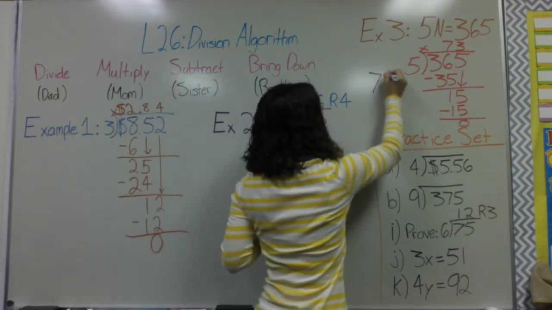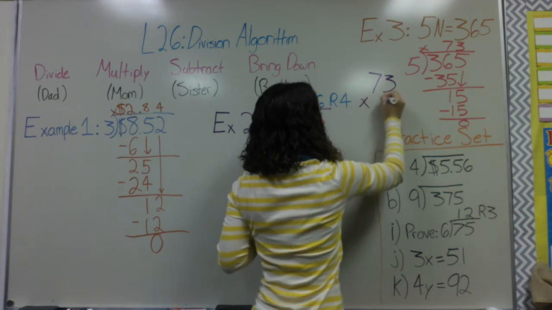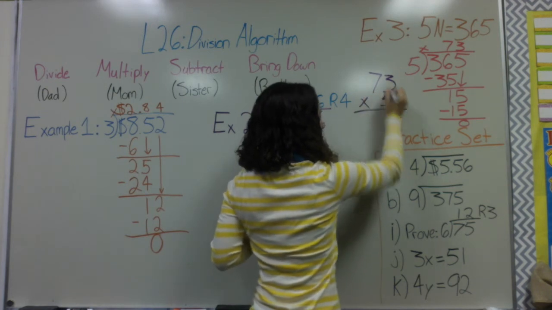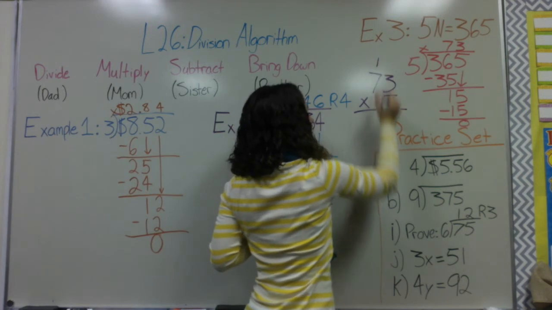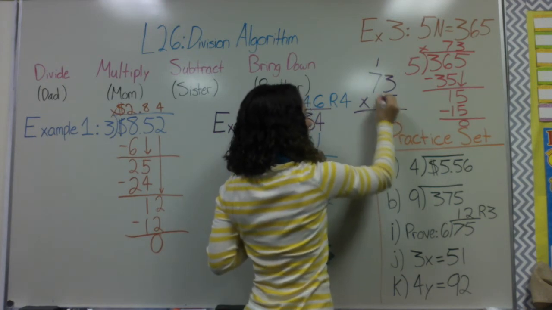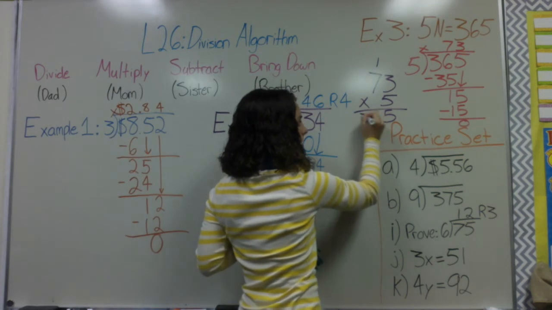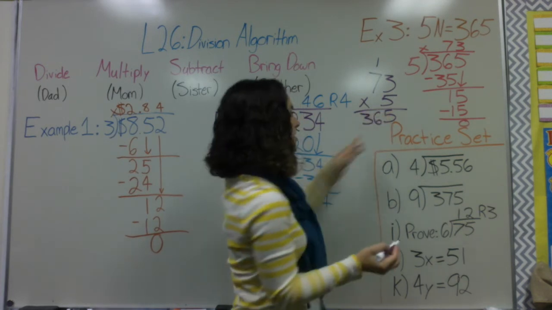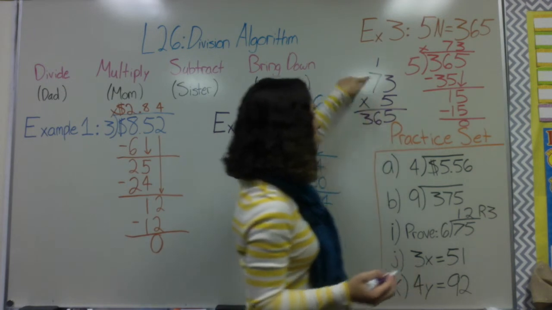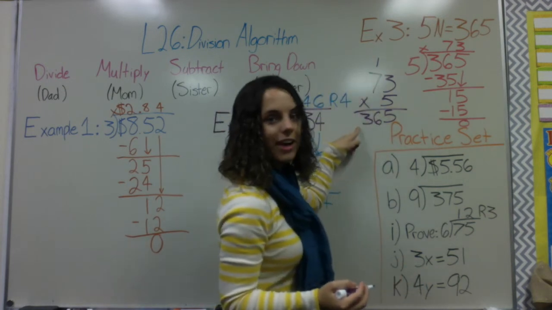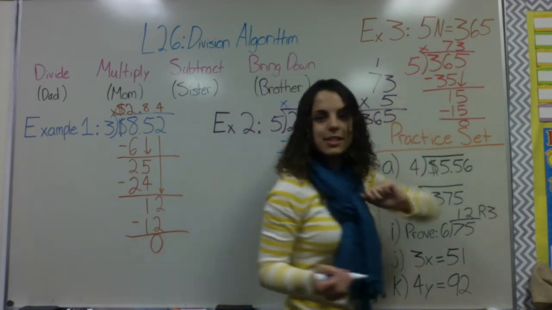Off to the side, 73 times 5. 5 times 3 is 15. Carry my 1, bring down the 5. 5 times 7 is 35. 35 plus 1 is 36. That's 365, which is my dividend. That means these three numbers are indeed a fact family. My answer is indeed correct.